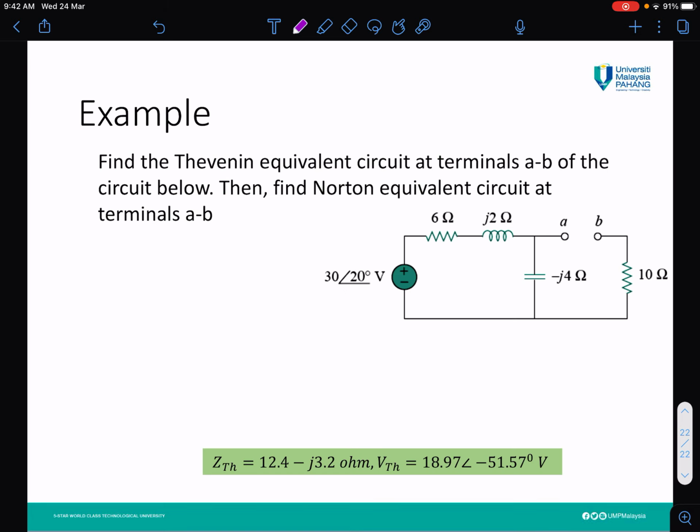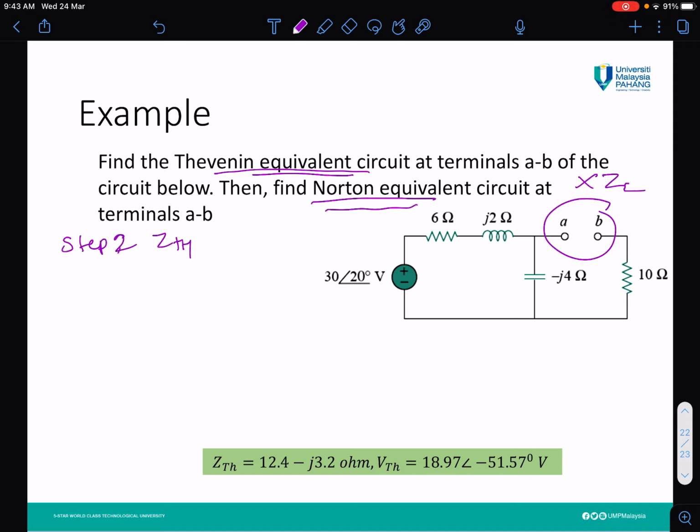So here guys, this is one example of how to find the Thevenin equivalent circuit and then find the Norton equivalent circuit at terminals AB. I start from the Thevenin equivalent circuit. Step 1: is it necessary? No, because there is no ZL here, so I can skip this part and proceed to step 2.